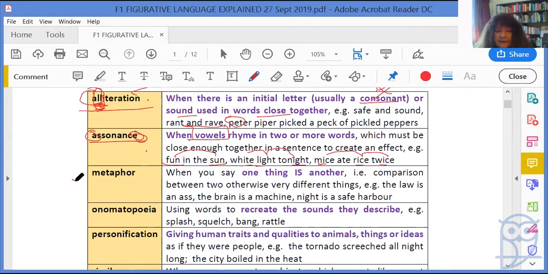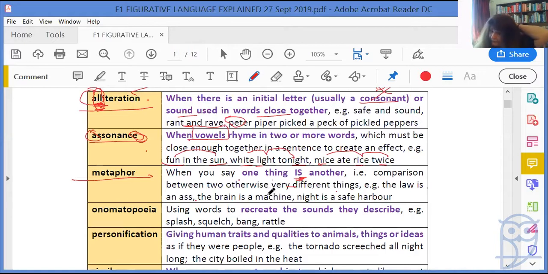We've got the metaphor. Metaphors are all over the place. A metaphor is when you say one thing is another. So in other words, you're comparing two otherwise different things. For example, the law is an ass. Now, how can law be an ass or donkey? Because something very silly has happened. A judge has made a ruling which perhaps general people think is very silly. The brain is a machine. Is the brain actually a machine? Not really.